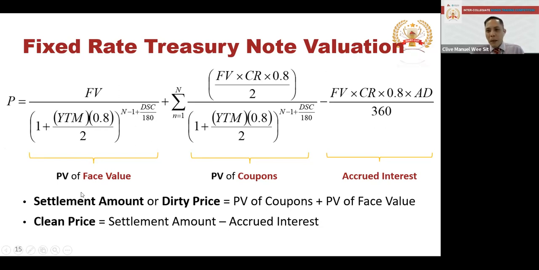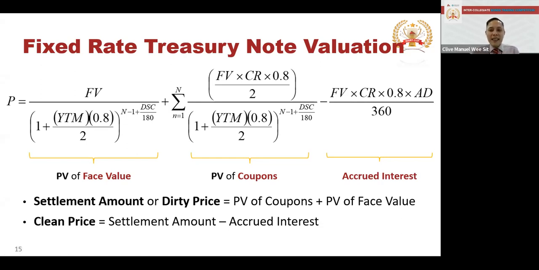Now, the other important thing that we should be able to compute by the end of this course is the clean price. Now, what is the clean price? The clean price is actually the peso value equivalent of your yield to maturity. So this is essentially the settlement amount of your bond minus accrued interest. So what is accrued interest? Accrued interest is how much interest or coupons have accrued on this bond when you purchased it.